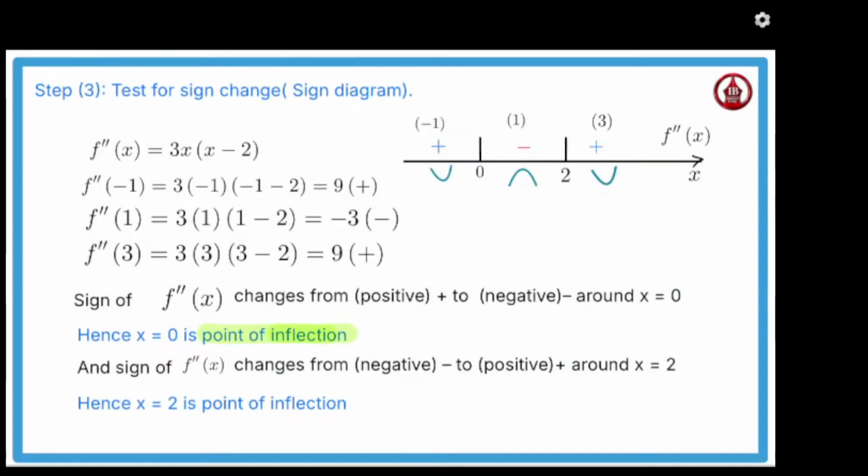Okay. And the sign of second derivative changes from negative to positive around x is equal to 2. So at this point, on the left, it is negative. On the right, it is positive. So concavity is changing. I have drawn the concavity also so that you understand. So as the concavity changes around the point x is equal to 2, therefore this is also point of inflection, right? Okay. So I will show you the same thing on the graph also, right?